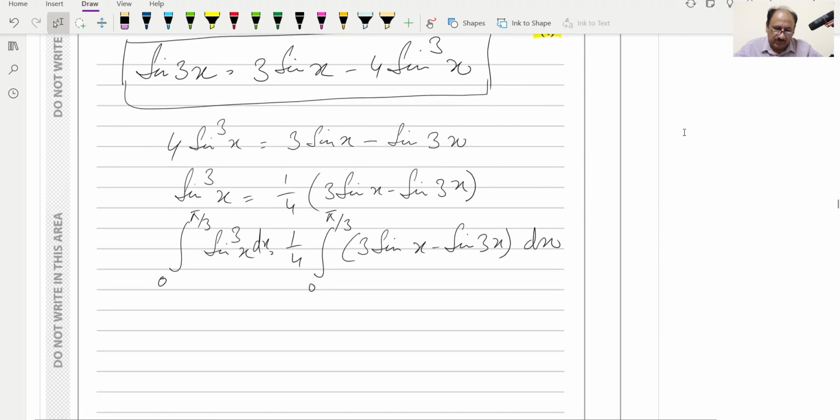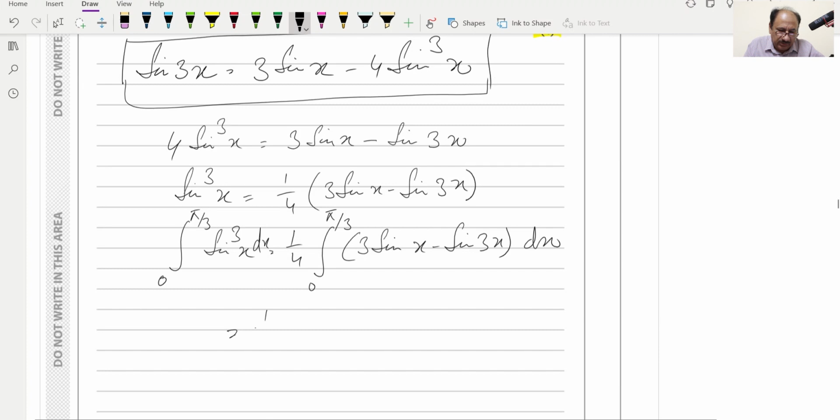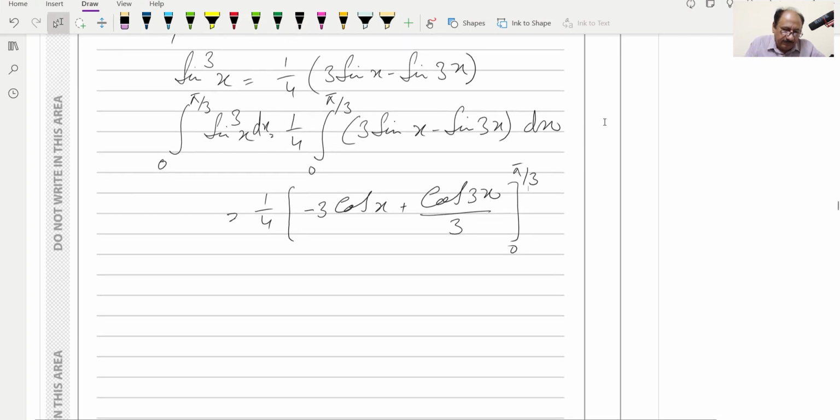Now we have to solve this one, so we can integrate this side. So 1 by 4, and integral of 3 sine x is minus 3 cos x, and integral of minus sine 3x will be plus cos of 3x, and derivative of 3x will be 3, so we'll divide by 3, and the integral limit will be 0 to pi by 3. Upper limit will be replaced first, and this will be 1 by 4, and upper limit will be minus 3 cos of pi by 3 and plus cos of 3 pi by 3 over 3, like this one.